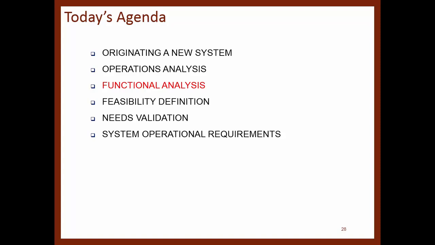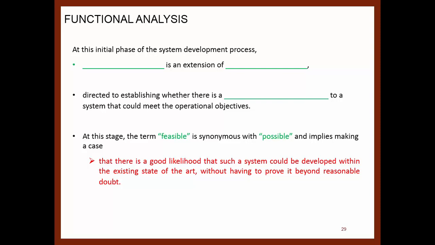So from there we move to functional analysis. At this initial phase of the system development process, functional analysis is an extension of the operational studies directed to establishing whether there is a feasible technical approach to a system that could meet the operational objectives. At this stage, the term feasible is synonymous with possible and implies making a case that there is a good likelihood that such a system can be developed with the existing state of the art without having to prove it beyond reasonable doubt.